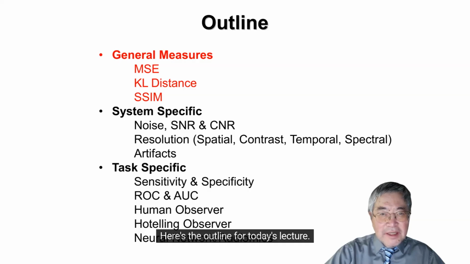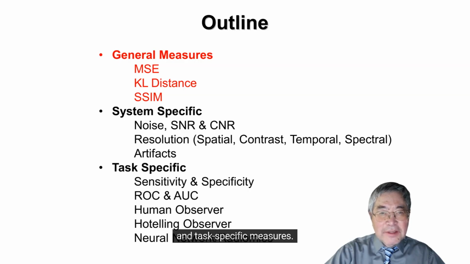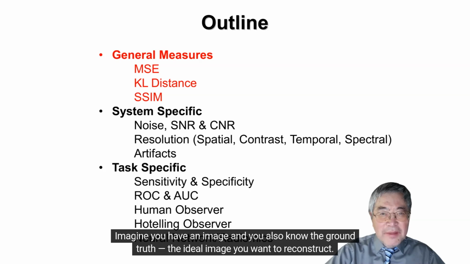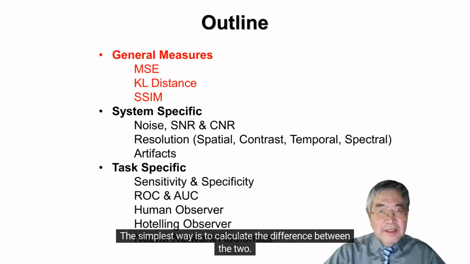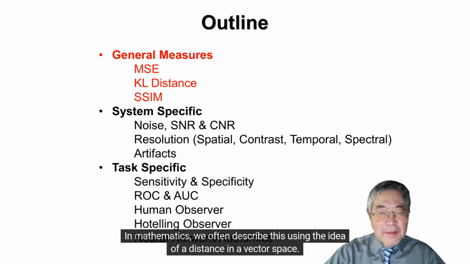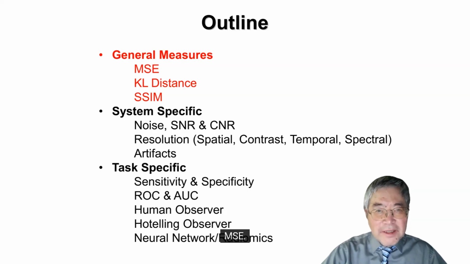Here's the outline for today's lecture. We'll approach image quality assessment from three perspectives: general measures, system-specific measures, and task-specific measures. First, we'll talk about general measures. Imagine you have an image and you also know the ground truth, the ideal image you want to reconstruct. The goal is to measure how close your reconstructed image is to the ground truth. The simplest way is to calculate the difference between the two. In mathematics, we often describe this using the idea of a distance in a vector space. The most familiar example is the Euclidean distance, which leads directly to the mean squared error, or MSE.